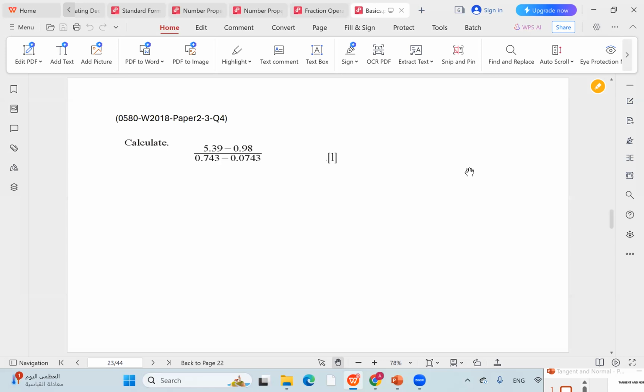Here we have a fraction and we want to use the calculator. If it's a 1 mark problem, then you're definitely using the calculator.